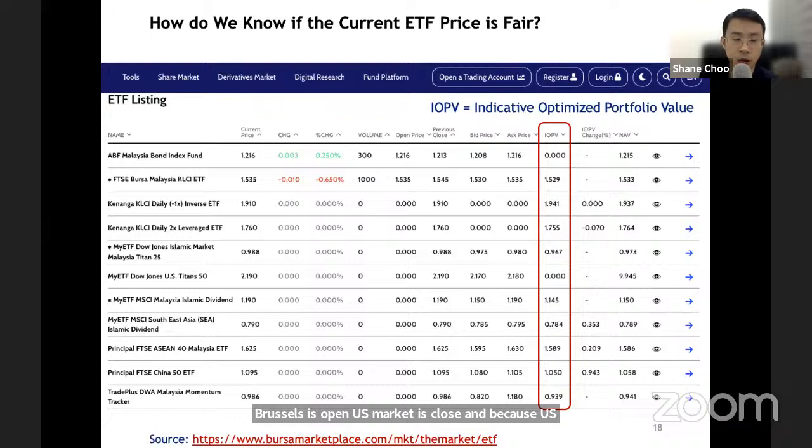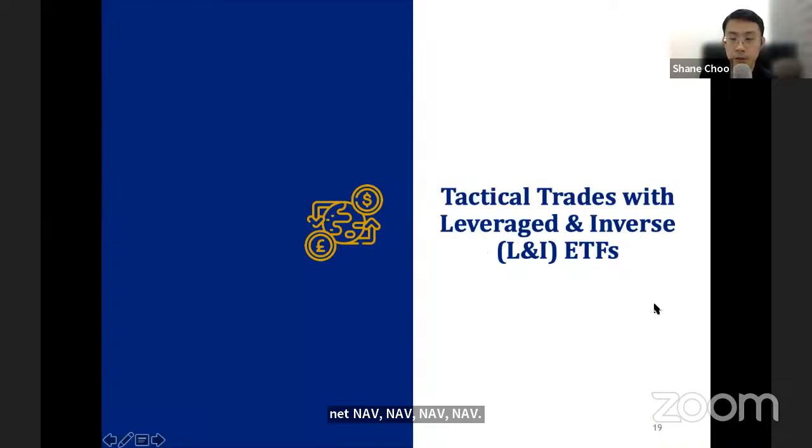So how do you know the fair value of this ETF? You go to the issuer website. This is issued by IVCAP. Just check what is the current NAV, net asset value. All right. So I've briefly talked about the conventional ETF.